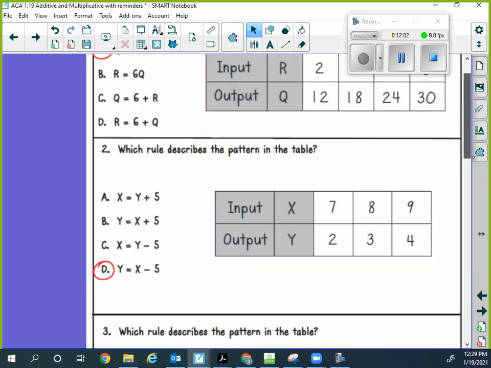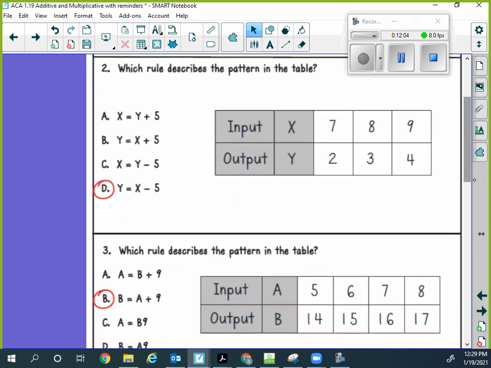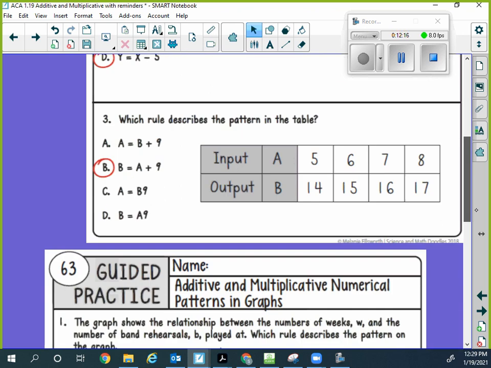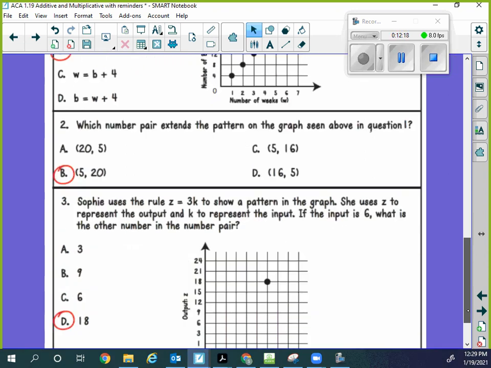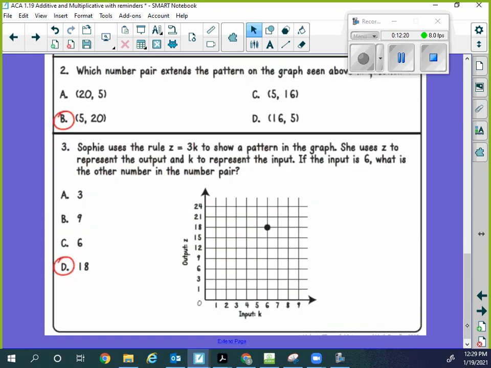Okay, so we already talked about number 1. Number 2 was B. Number 3 was B. Any questions on 2 or 3? 2 was B, and 3 was B. Okay. Then on the graphs, we already talked about number 1. 2 was B. 3 was B. Questions on the graphs?